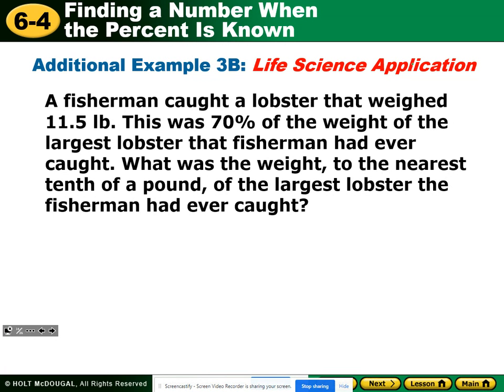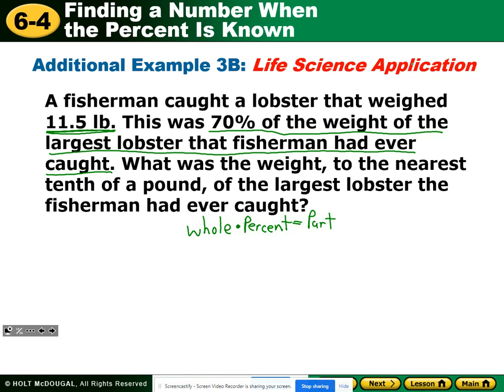A fisherman caught a lobster that weighed 11.5 pounds, Connor. It's a big lobster. Well, that's a giant one. This was 70% of the weight of the largest lobster that that fisherman had ever caught. What was the weight to the nearest tenth of a pound of the largest lobster the fisherman had ever caught? So let's get our whole going, Connor. Let's get our times our percent equals our part.